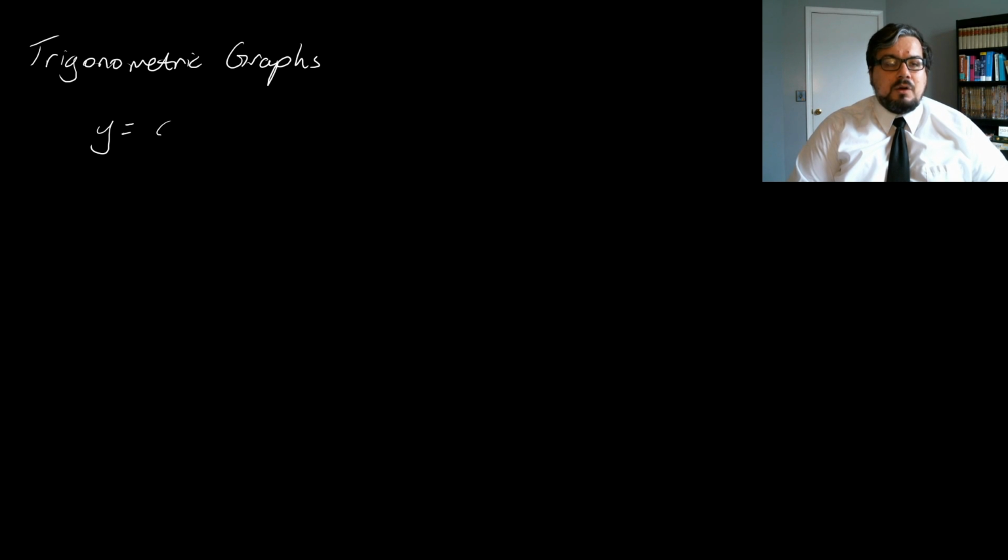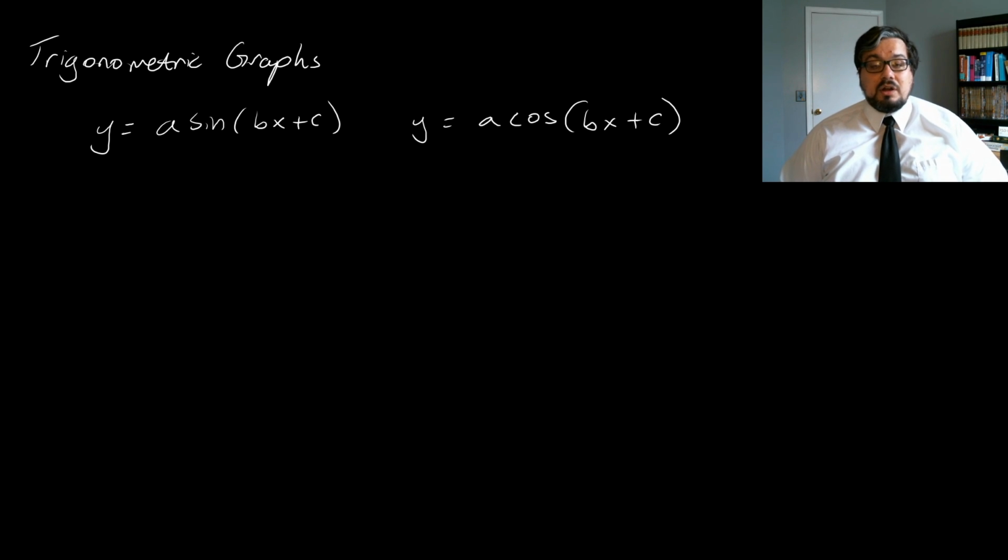Today we're going to continue looking at the graphs of the trigonometric functions sine and cosine, and specifically what happens when you start doing transformations to them. Our subject is going to be graphs of functions of the form y equals a times sine of bx plus c, or y equals a cosine of bx plus c, where a, b, and c are real numbers, and we want to see what this does to the graphs of sine and cosine.